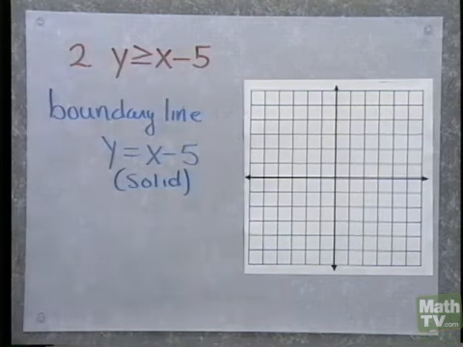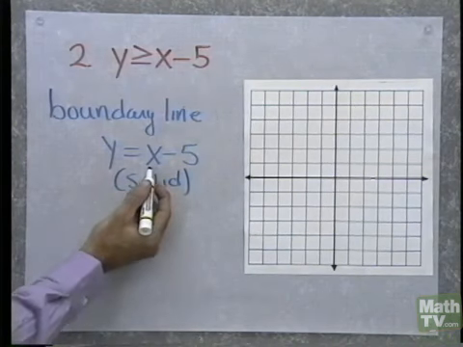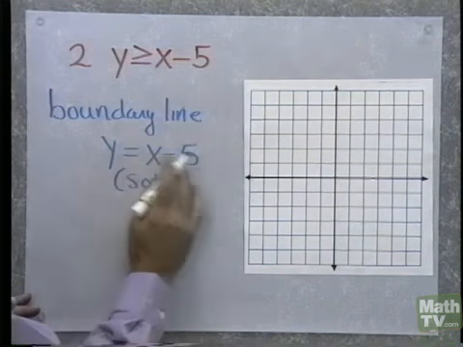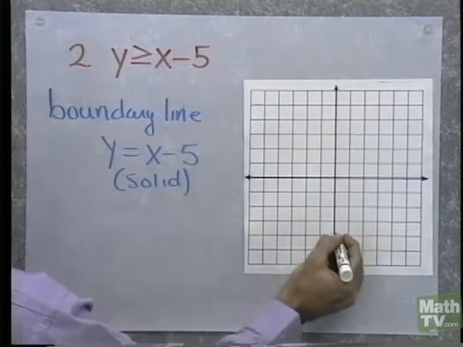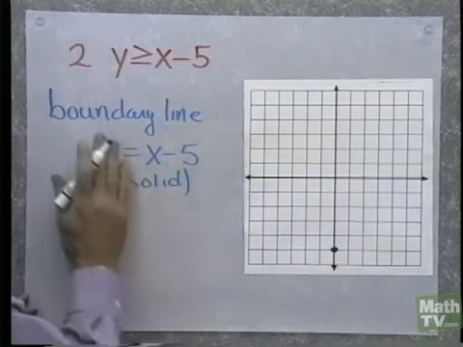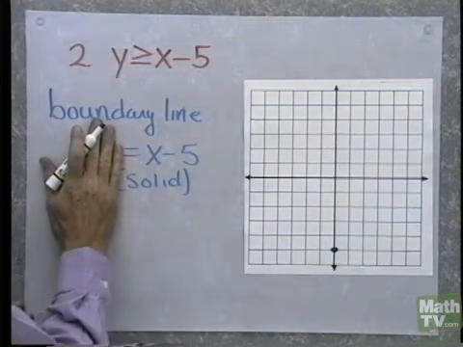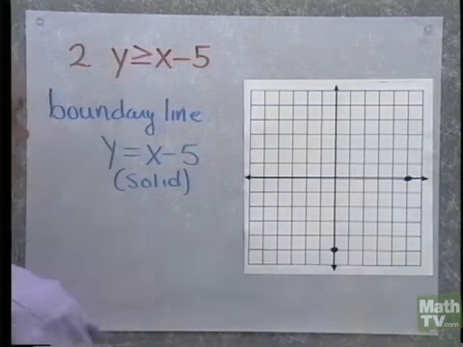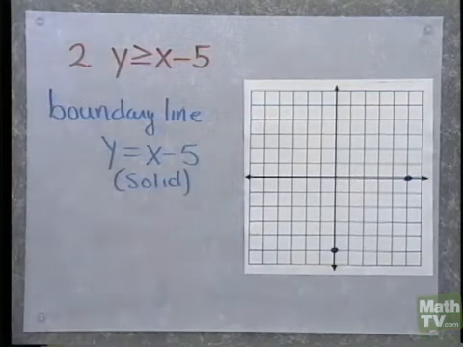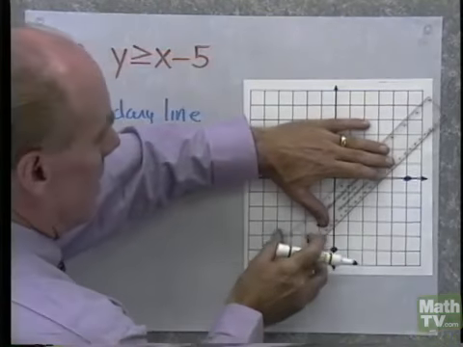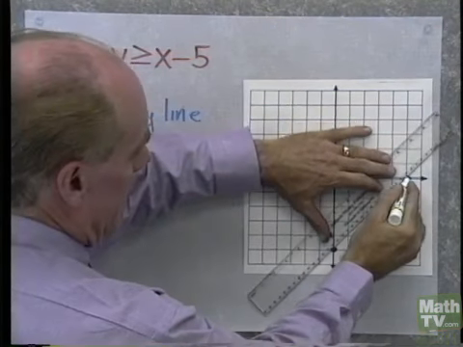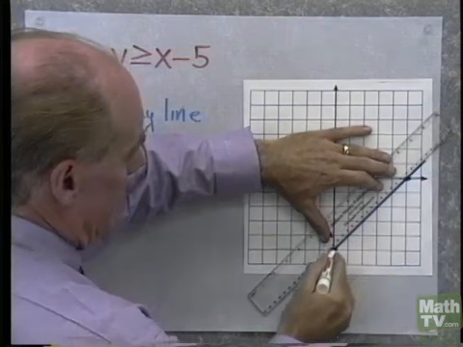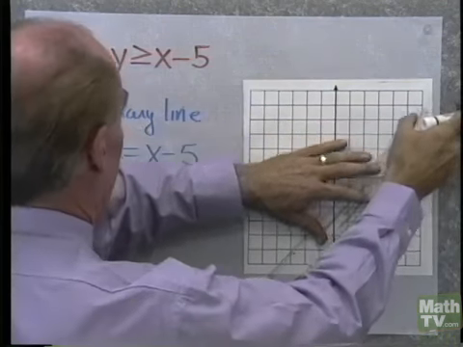for the boundary. So graphing the boundary, let's see, when x is equal to 0, y is negative 5. 1, 2, 3, 4, 5. And when y is equal to 0, x is equal to positive 5. 1, 2, 3, 4, 5. So here I have y is equal to x minus 5. That's my boundary line. I want to graph it using a solid line. So I'll do that. Here's the boundary line. It looks like that.